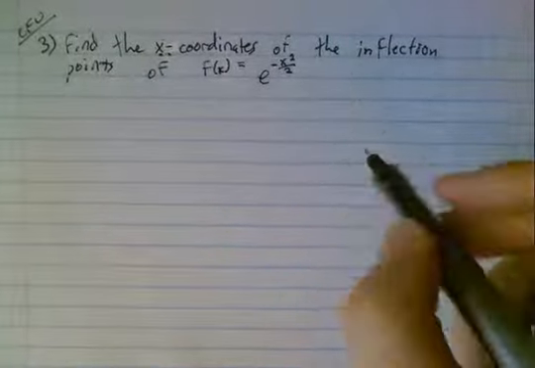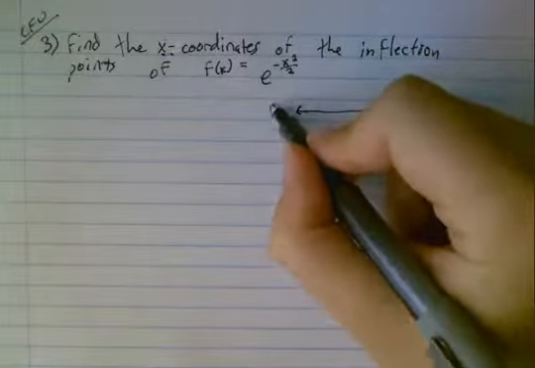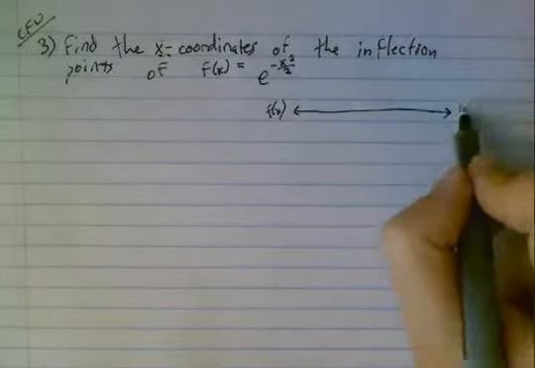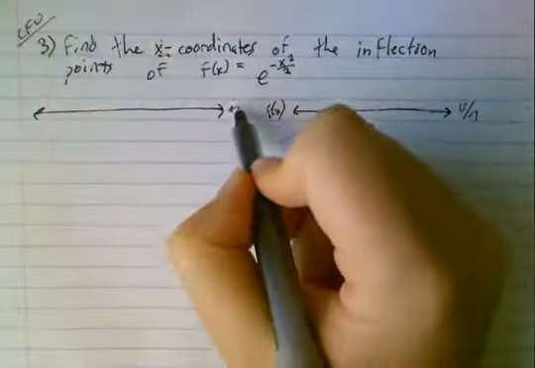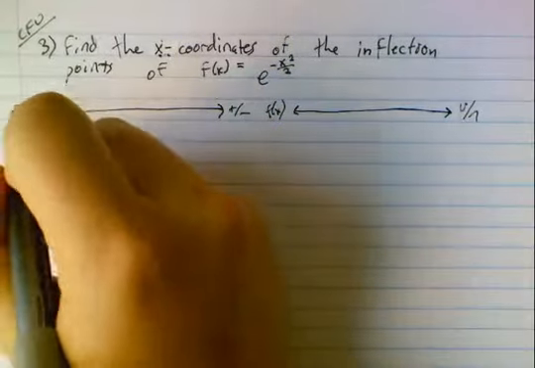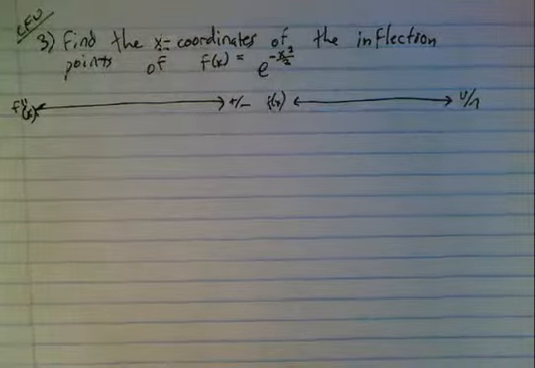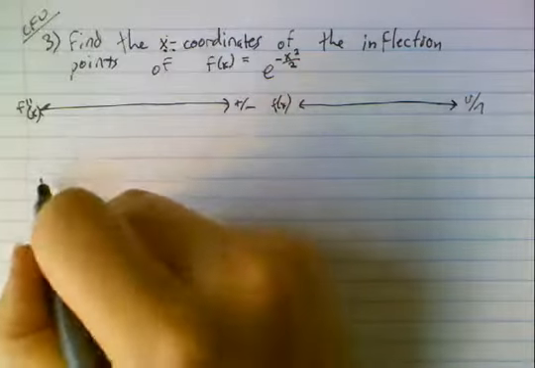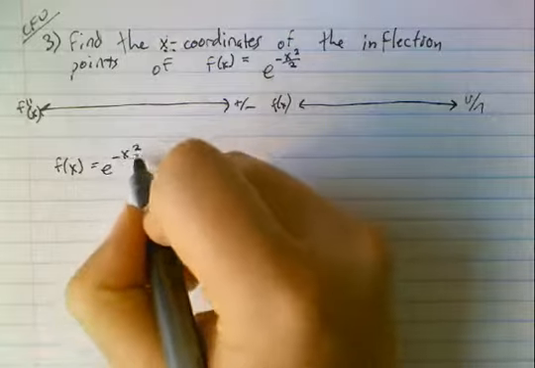Okay, x coordinates of inflection point. That means we are talking about f of x, concave up, concave down, which must translate to positive, negative for an equation, so the translation is f double prime of x. So we need to get f double prime out of here somewhere. f of x equals e to the negative x squared over 2.